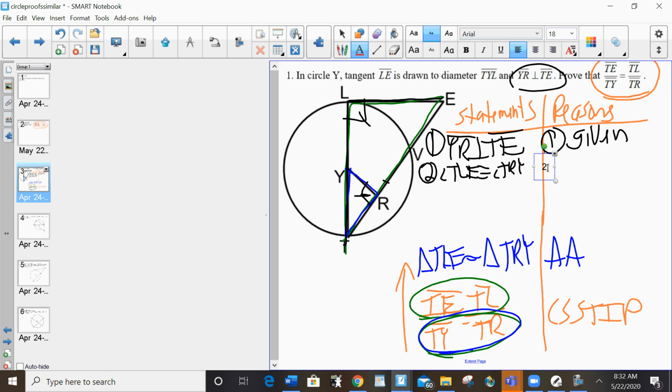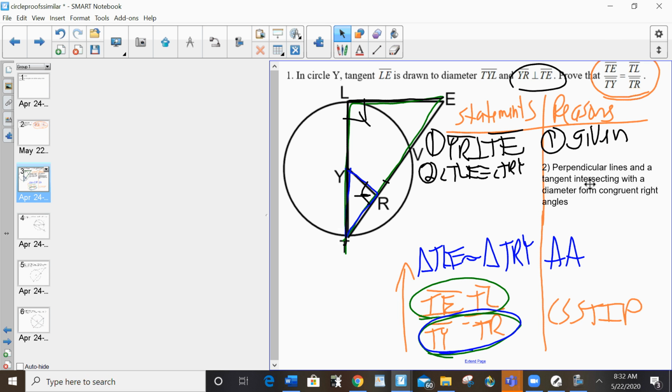So we're combining two reasons into one here. This right angle came from perpendicular lines. This right angle came from a tangent meeting a diameter. So I'm going to say that perpendicular lines and a tangent intersecting with a diameter form congruent right angles. So I'm combining two things there. That's it. So I have one pair of angles congruent at this point.